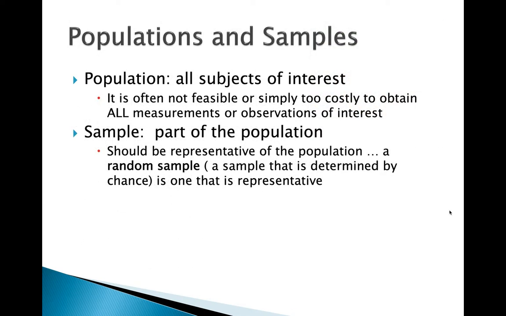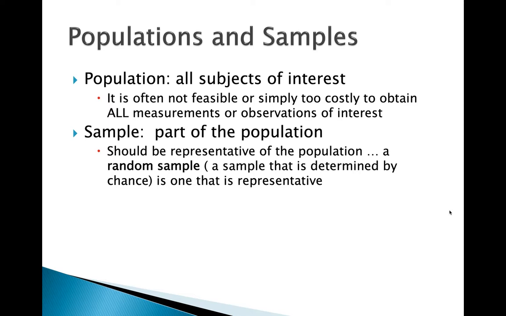So we need to think about populations and samples. The population is all the subjects of interest. It's often too costly or not feasible. It's really hard to get all the measurements or observations that you would like from the population. So typically what people do is they take a sample from that population. The critical thing is that the sample has to be representative of the population. If it's not representative of the population, then the results of the sample can't be generalized to the population.